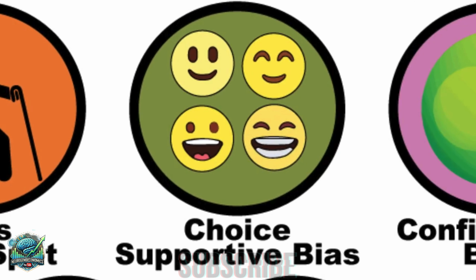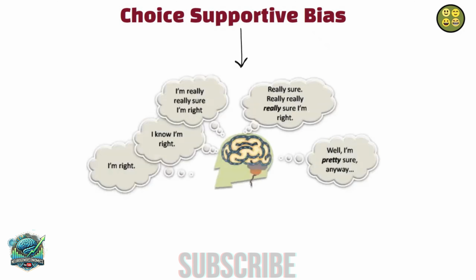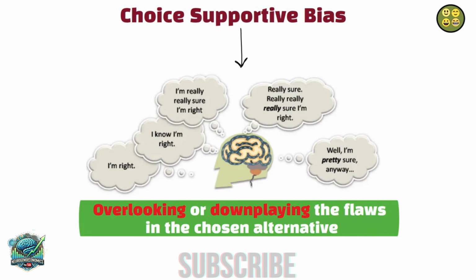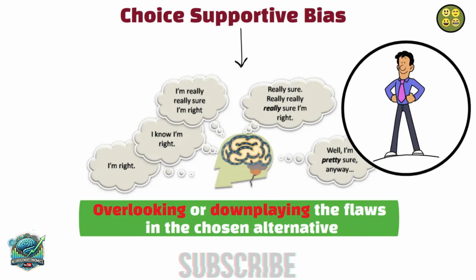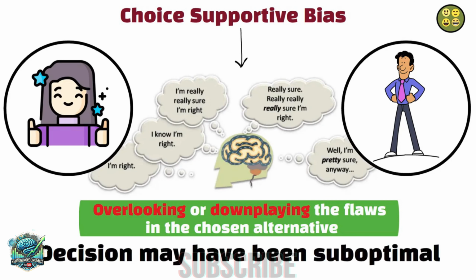Choice supportive bias. Choice supportive bias is the tendency to retroactively ascribe positive attributes to an option or decision after it has been made, while overlooking or downplaying the flaws in the chosen alternative. This bias helps people feel more confident and satisfied with their choices, even when the decision may have been suboptimal.